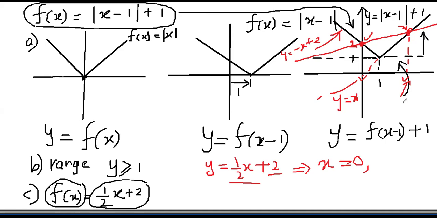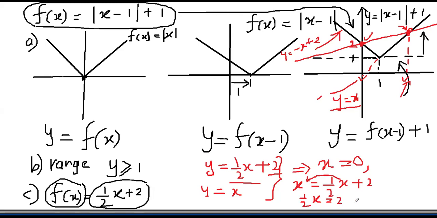For that, we have to solve y equals x with this line. This line is like this. We have to solve with y equals x. After simplification, we can write x equals half x plus 2. Then half x going to the other side, half x equals 2. Then x equals 4. Therefore, the other solution is x equals 4.